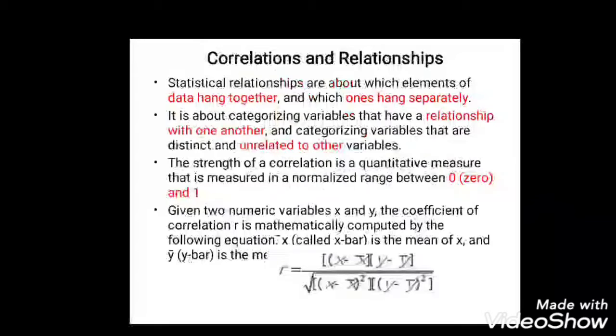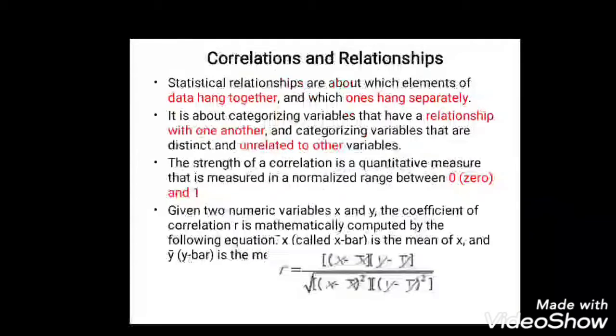If I draw a straight line matching the data points, and any data point is not at all near or not fitting into this particular curve, then that data point is an outlier, which is not going to fit into anything. So it is about categorizing variables that have a relationship with one another, while other variables are distinct and unrelated. The relation can be positive or negative.